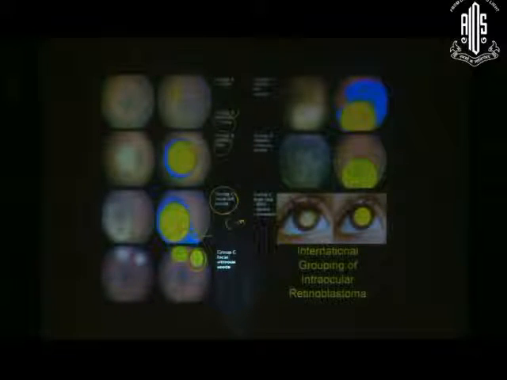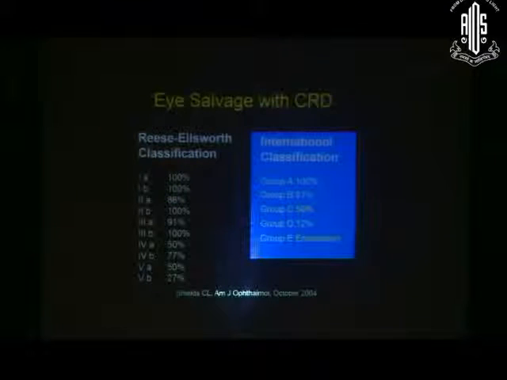So D is for diffuse subretinal seeds or diffuse vitreous seeds, and E are potentially enucleable with neovascularization of the iris, glaucoma, hyphema, and vitreous hemorrhage. So it's a very simple classification, and that can be directly translated to prognosis in case of retinoblastoma. As you see, the prognosis is very smoothly flowing with the international classification, whereas the same group of patients have very haphazard prognosis with the Reese-Ellsworth classification.